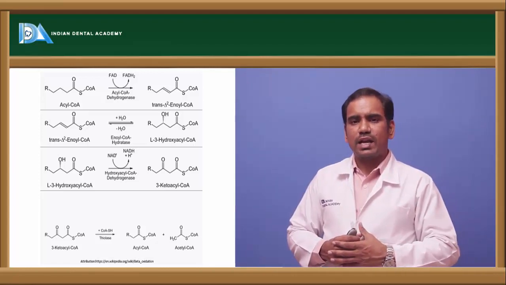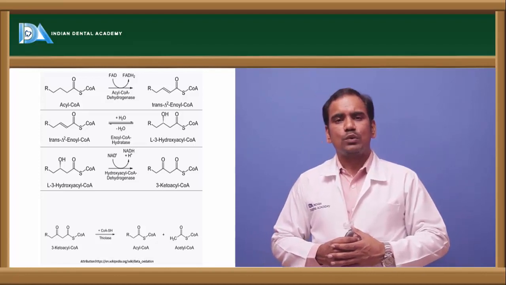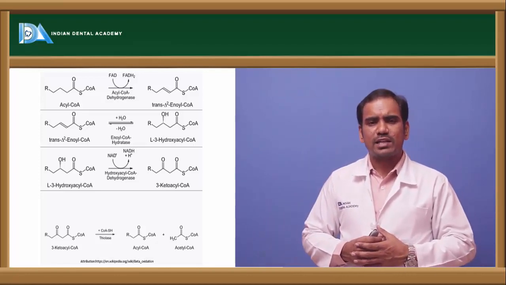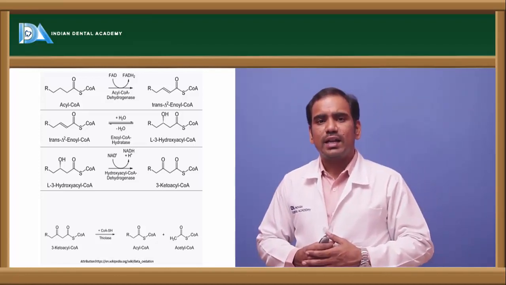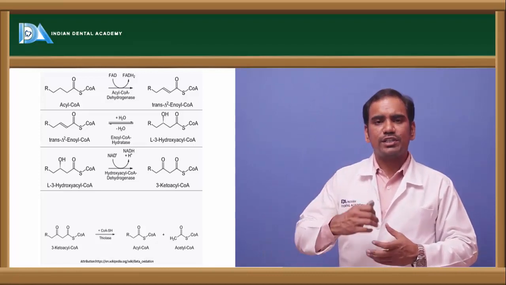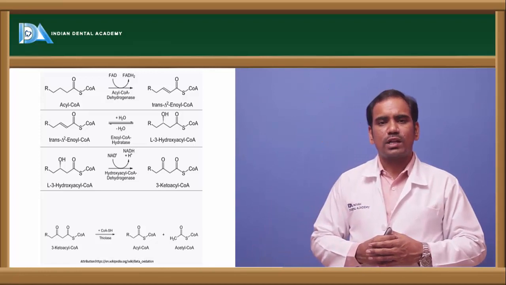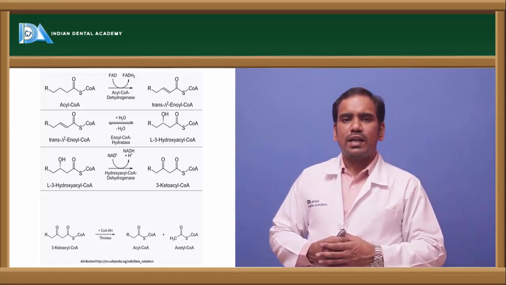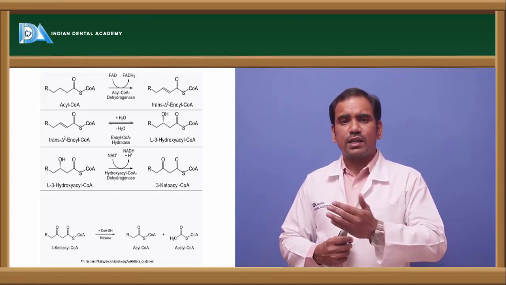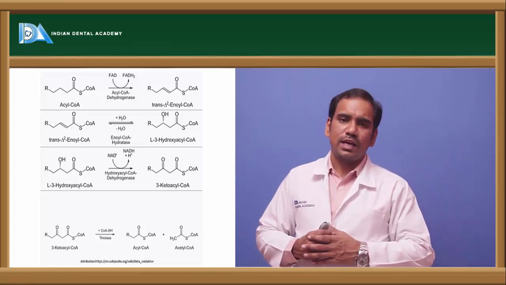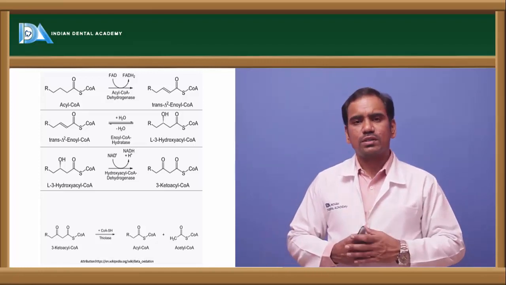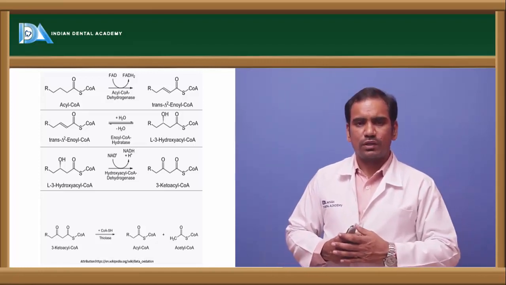In the next reaction, this delta 2 trans-enoyl-CoA is acted upon by the enzyme enoyl hydratase. This is a hydration reaction, where a water molecule is added, and the product is beta hydroxy acyl-CoA, or 3-hydroxy acyl-CoA. Whatever it may be.